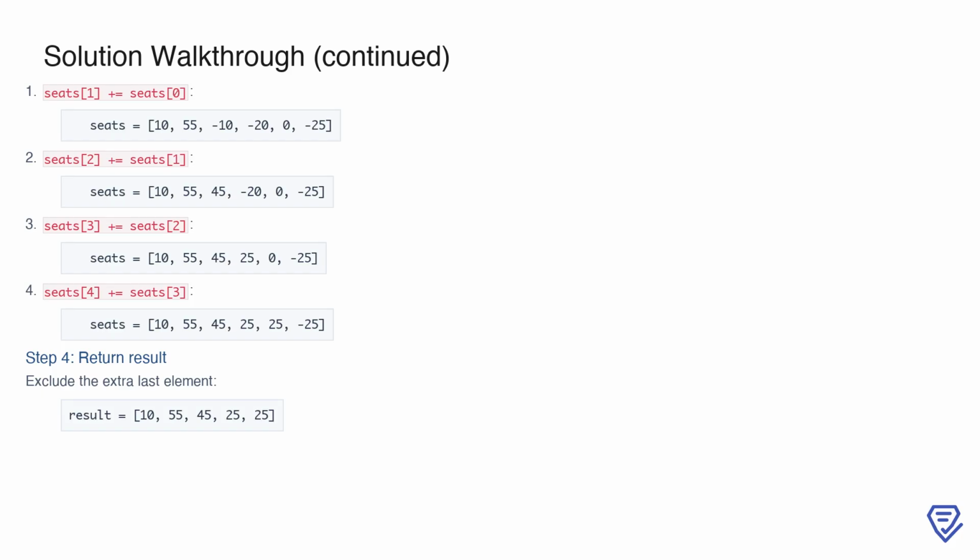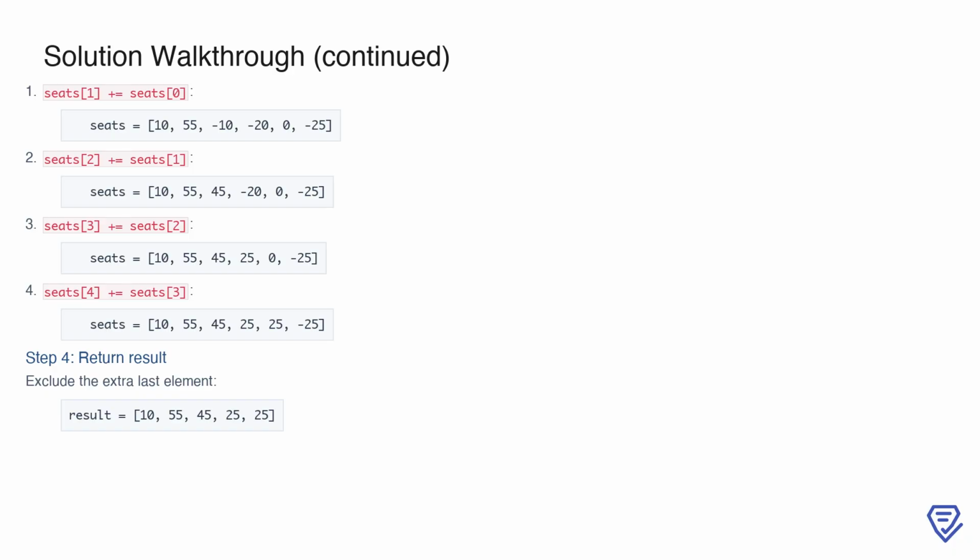For the first operation, we add seats 0 to seats 1, updating the array to 10, 55, minus 10, minus 20, 0, minus 25. Next, we add seats 1 to seats 2, resulting in 10, 55, 45, minus 20, 0, minus 25. Continuing, we add seats 2 to seats 3, updating the array to 10, 55, 45, 25, 0, minus 25. Lastly, we add seats 3 to seats 4, giving us 10, 55, 45, 25, 25, minus 25.